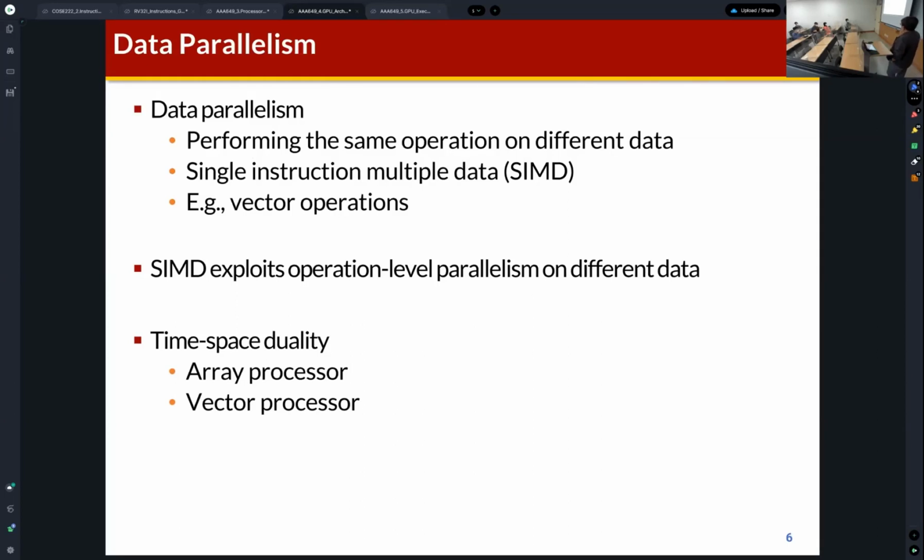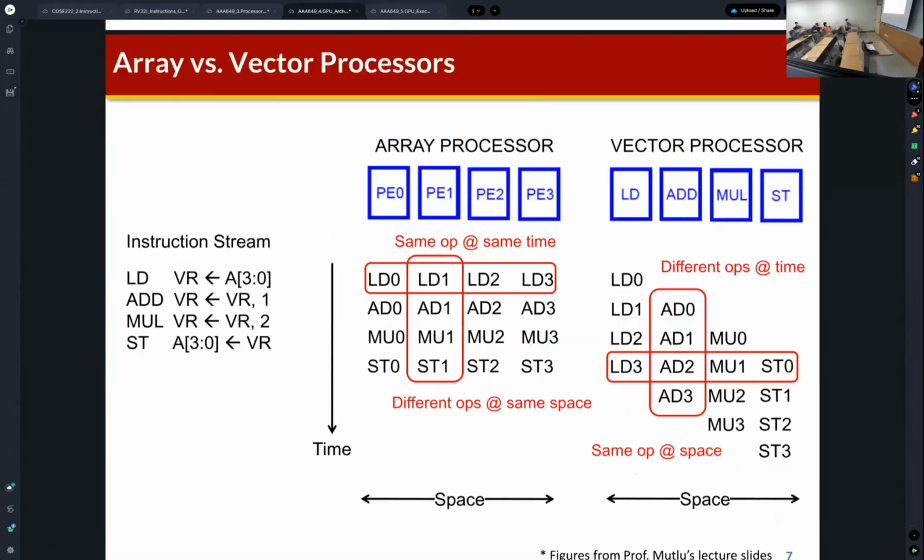Then how can we implement this SIMD type processor? Actually, existing CPUs, like our mobile CPUs, already have a SIMD engine, like SSE or the Neon engine. The existing CPU already supports the SIMD architecture. Then how can we implement this SIMD architecture? There are two different types: vector processors and array processors.